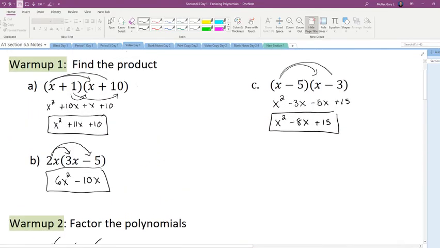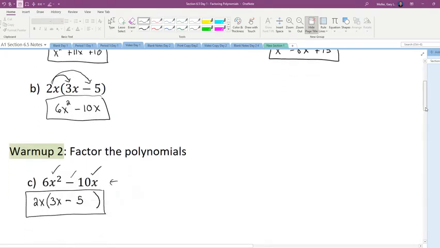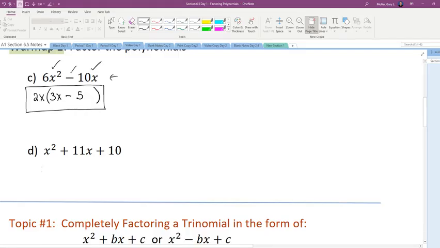Notice we just multiplied on part A, we just multiplied two polynomials together, two binomials, and it equaled x squared plus 11x plus 10. So by definition of what factors are, if I ask you to factor x squared plus 11x plus 10, it has to equal x plus 1 times x plus 10. So the answer to this question would be x plus 1 and x plus 10.